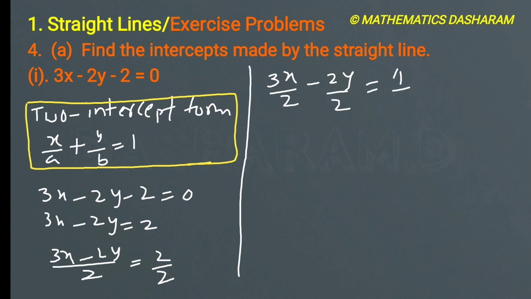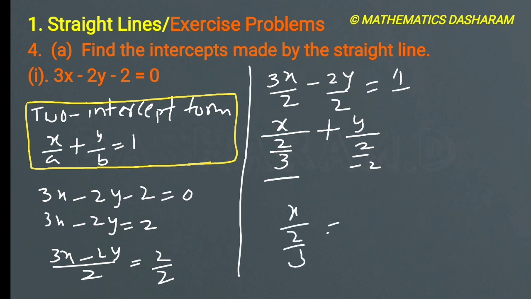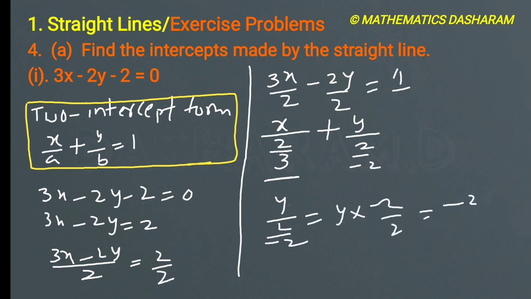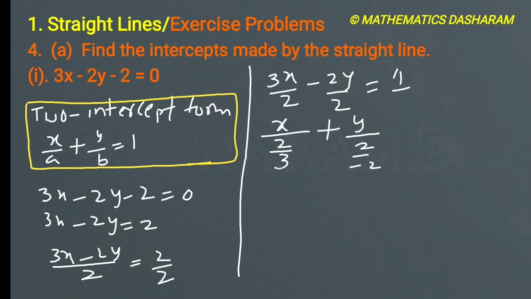Next, here the x coefficient is 1, so the y coefficient is 1. So 3x by 2 I am writing as x divided by 2 by 3. Next, here plus is required, so minus I am writing as plus, and y divided by 2 by minus 2. See, once we simplify this, x divided by 2 by 3 means x into 3 by 2, so it is 3x by 2. Next, y divided by 2 by minus 2 equals y into minus 2 by 2, so it is minus 2y by 2. So then x divided by 2 by 3 plus, here 2 cancels, y divided by minus 1, so it is equal to 1.